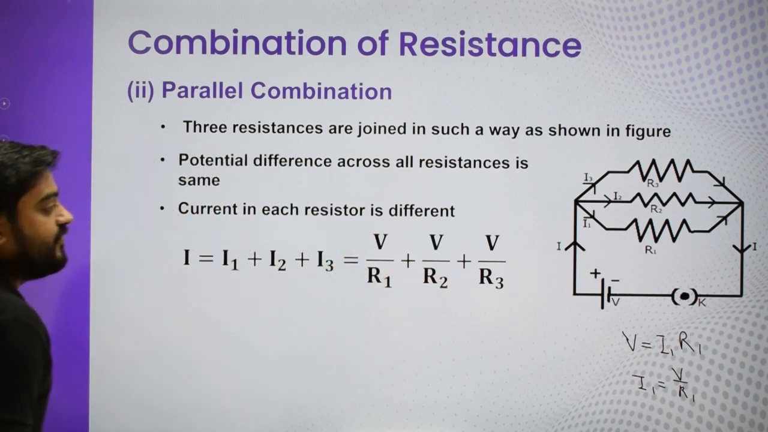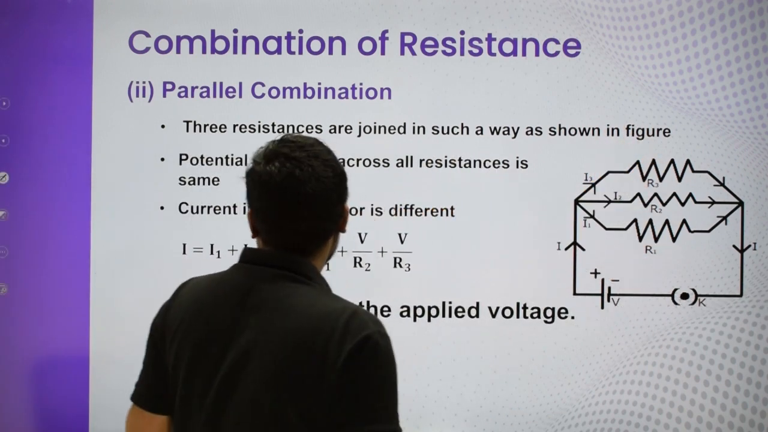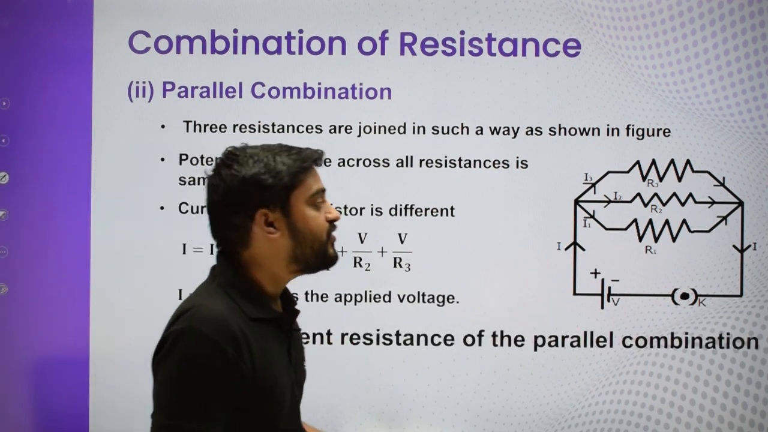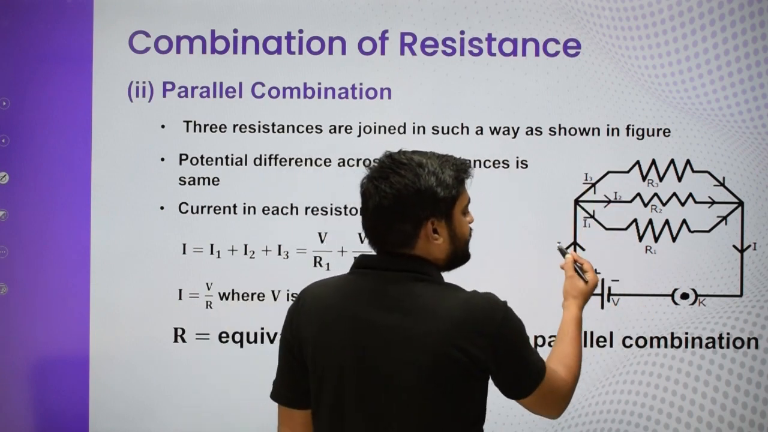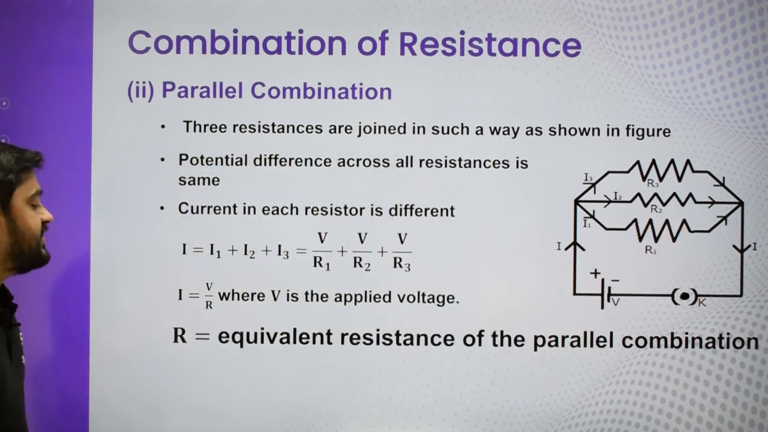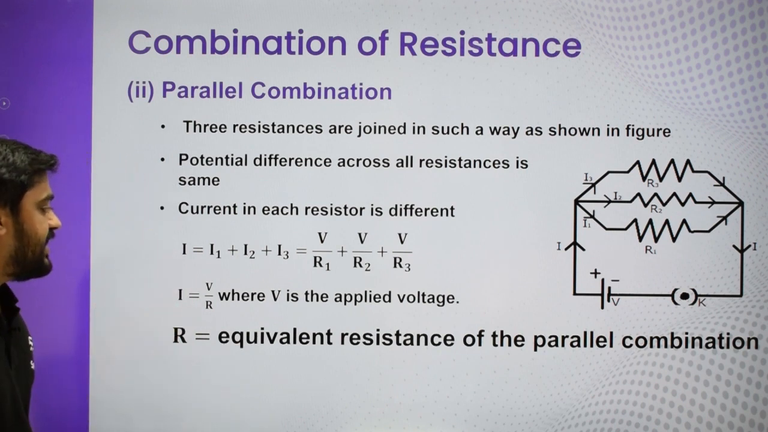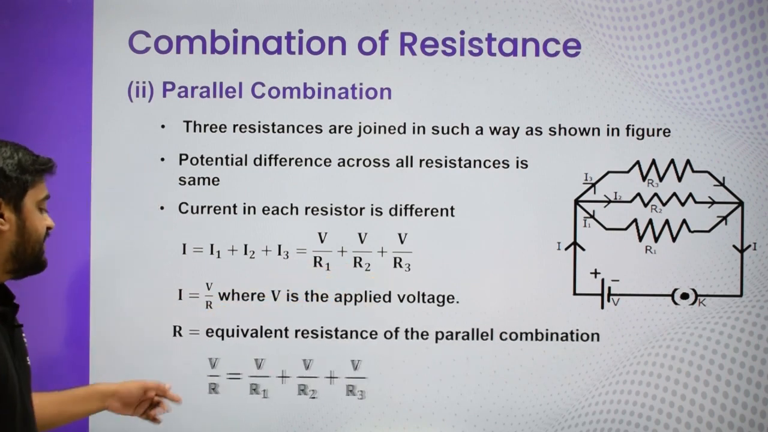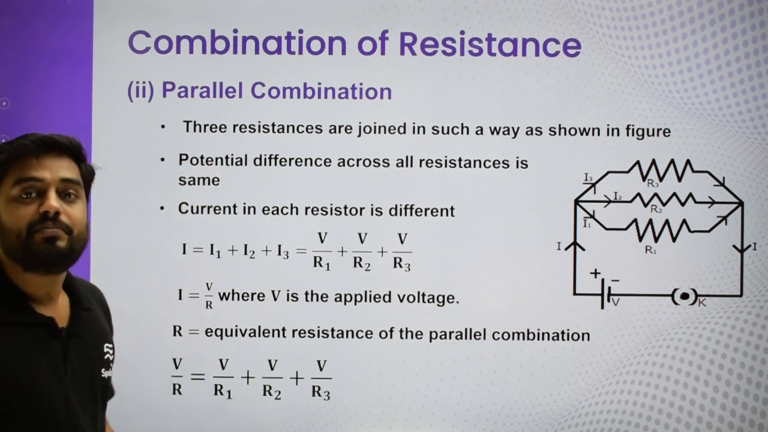Once we write this, we can replace this entire thing with a single resistor R, the equivalent resistance of the parallel combination. Again I will make this circuit. So V is equal to the total current into that R, so the total current is V by total resistance. Now this current and the earlier total current are the same, so we can equate them, and we get this equation: V by R is equal to V by R1 plus V by R2 plus V by R3.